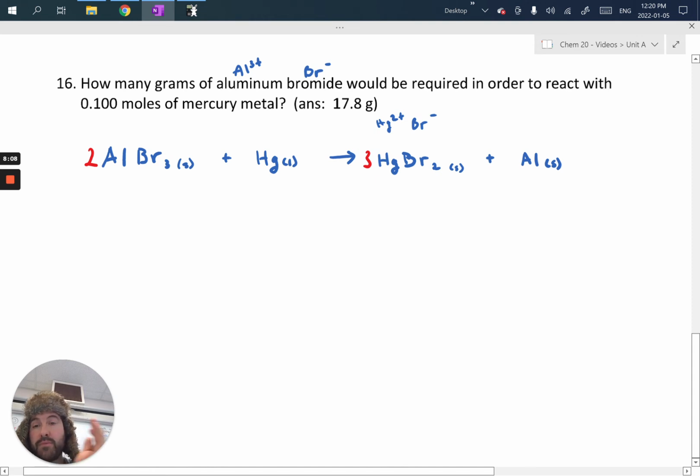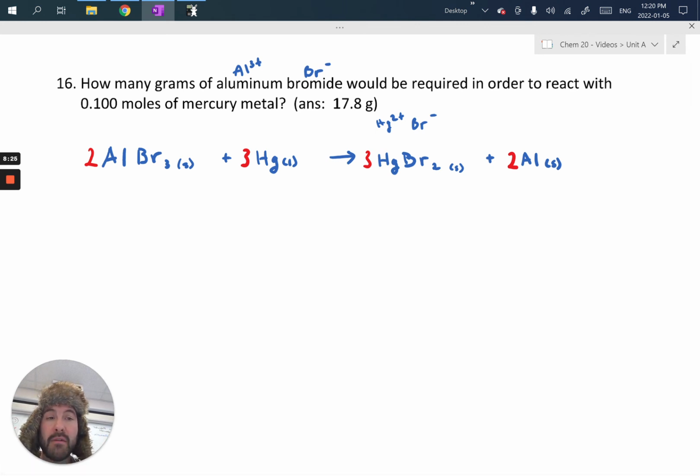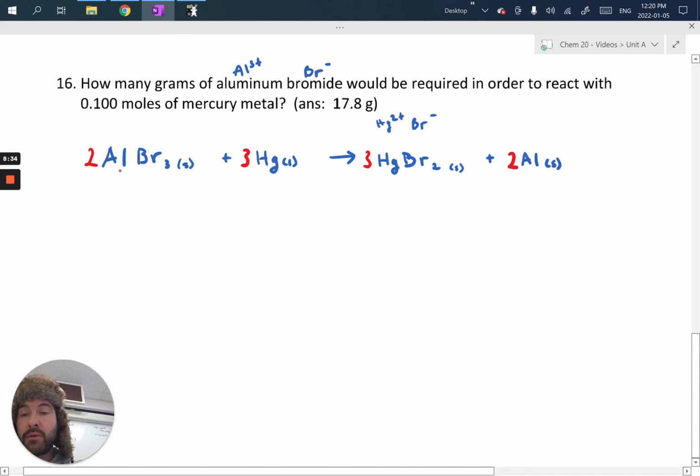Let's take care of our aluminum. 2 on the reactant side. So I put a 2 on the product side, and then we can take care of our mercury. 3 on the products. I need 3 on the reactants. Okay, and that will balance us out. Step 1, done. Now I'm going to write down my given information and figure out what's required of me. So how many grams of aluminum bromide would be required? Okay, well, how many grams? So that's a mass. So I'm going to be finding the mass of aluminum bromide to react with 0.100 moles of mercury metal.